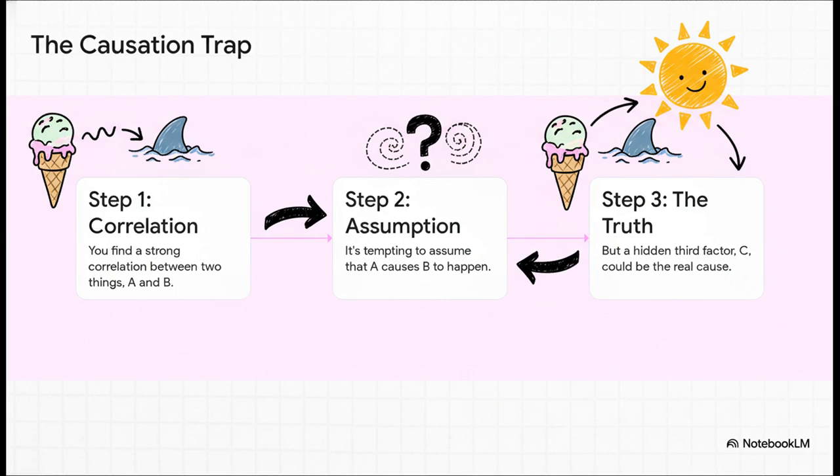It is such an easy trap to fall into. Our brains are literally wired to see a pattern and assume there's a cause. You see a strong link between A and B. Let's say ice cream sales and shark attacks both go up in the summer. It's so tempting to think one causes the other, but the real story is often more complex. There's a hidden third factor, C, in this case, hot weather. That's the real cause. It makes more people buy ice cream and makes more people go swimming.